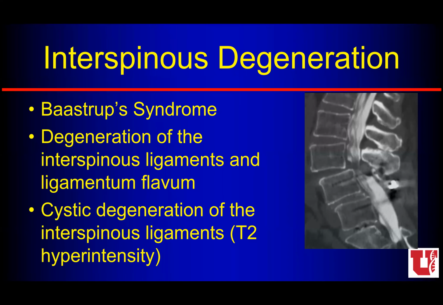To finish up, we have interspinous degeneration, or bastrums, if you like to name stuff after dead people. So in the back, we have the spinous processes. If there's a lot of degeneration around them with the interspinous ligaments, we may have cystic degeneration of interspinous degeneration or bastrums at that level, with degeneration of the interspinous ligaments and the ligamentum flavum that is between them.